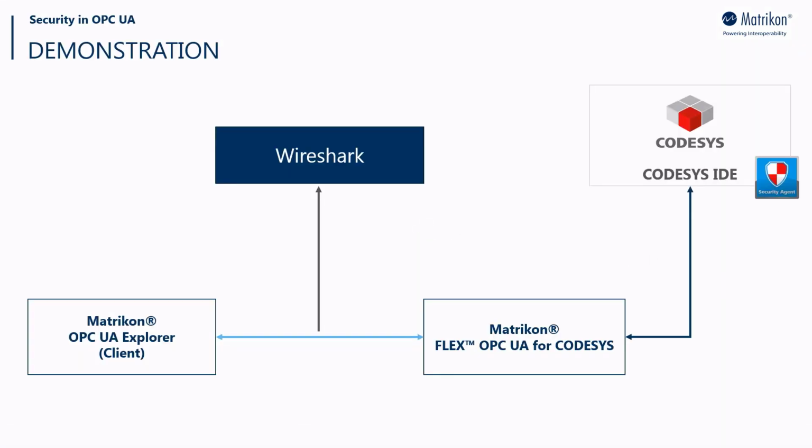In this demonstration, we'll see how the security in OPC UA works using the public key infrastructure. First, we'll look at the security policies supported by the Matrikon Flex OPC UA for Codesys and see how this can be configured using the Matrikon Flex editor in the Codesys IDE. Then we'll check the client's X509v3 certificate and go through the elements defined in the certificate which would be used to provide the public key information to the server.